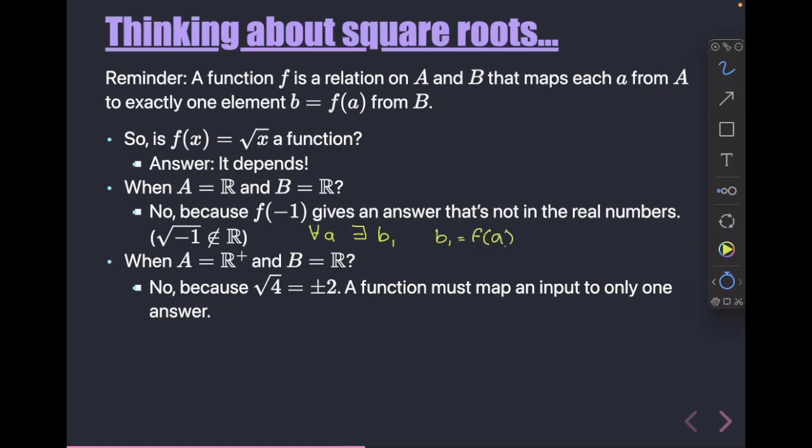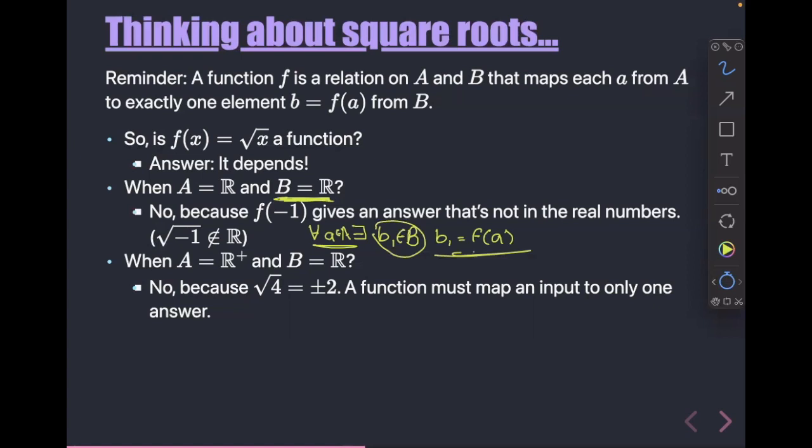This should of course be in my B, and this should be in my A. My example was that I found an A of -1, but there does not exist a B in my set of real numbers that's equal to f of A, because B1 would be the square root of -1, and that doesn't exist in R. So I was violating that property: there should exist something in the second set that is the result of f of A.